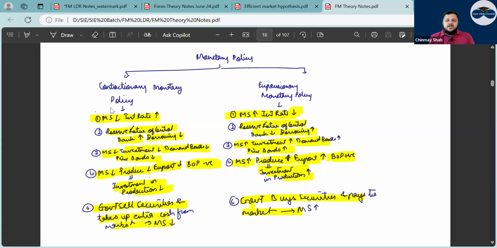Government sells securities and takes some extra cash from the market. Money supply will be curbed by the government.